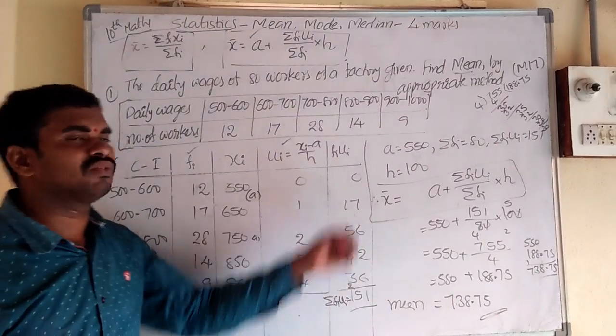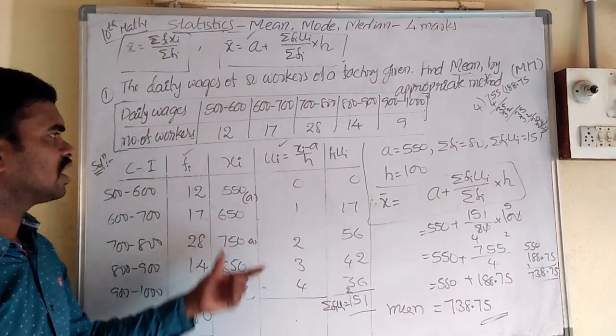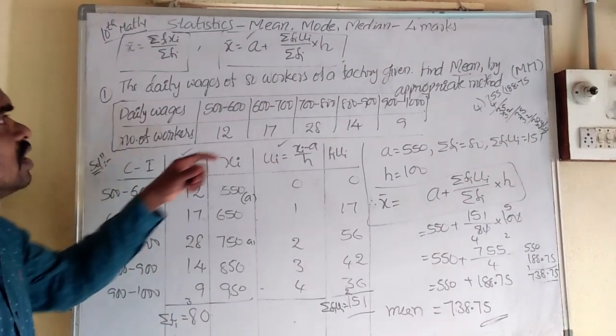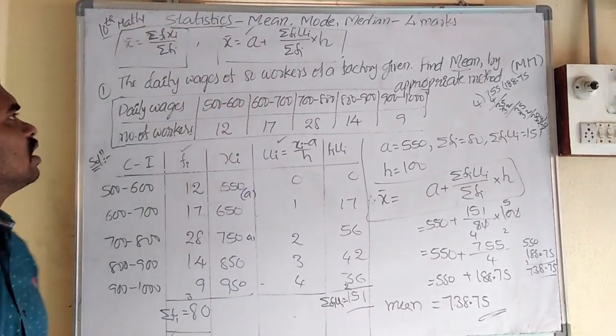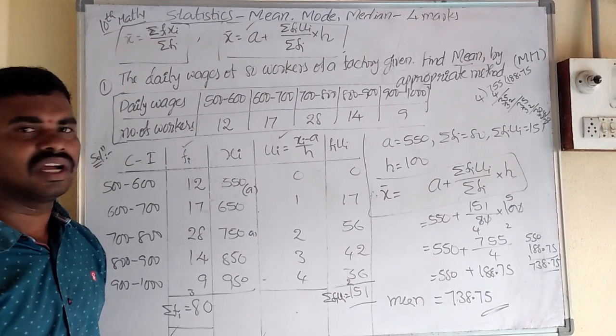So here we should write the formula. Okay? For the formula also we get half a mark. For this solution table we get 2 marks. So you first remember the formula. This is for finding the mean. I'll give you one more question.